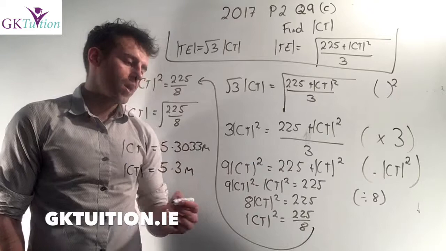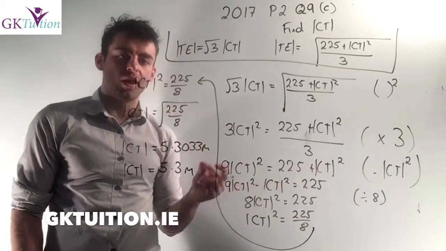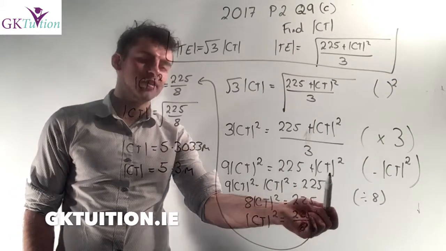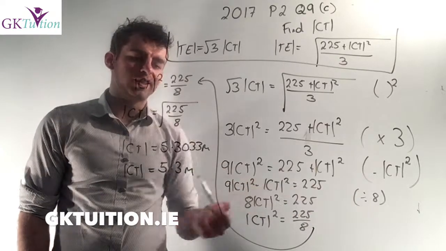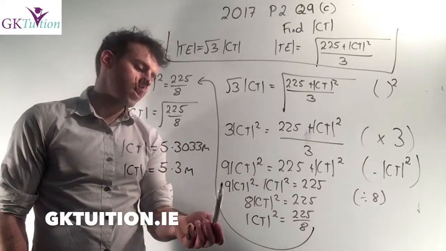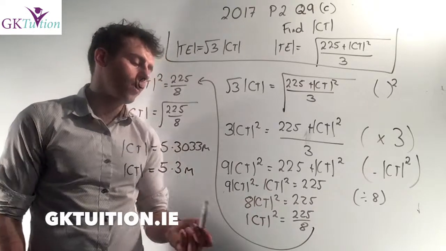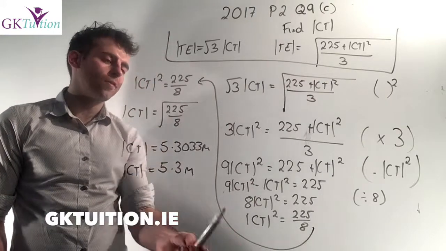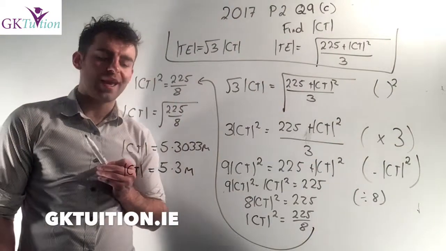ct squared. Now, you need to recognize that the term on the left here and this term on the right are like terms, which means that if you have plus ct squared on the right, if you bring it across, it becomes minus ct squared. Or in other words, I just subtract ct squared from both sides. So you get 9 ct squared minus 1 ct squared equals 225, which works out as 8 ct squared equals 225. So if you simplify it down, you'll get ct squared is equal to 225 divided by 8.